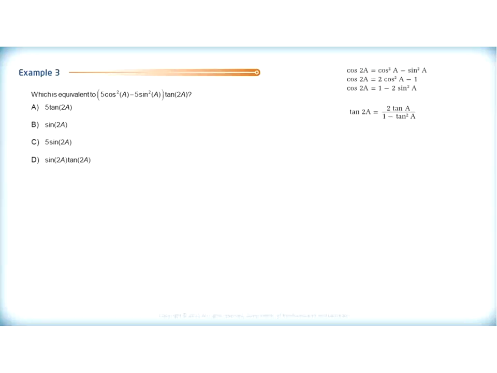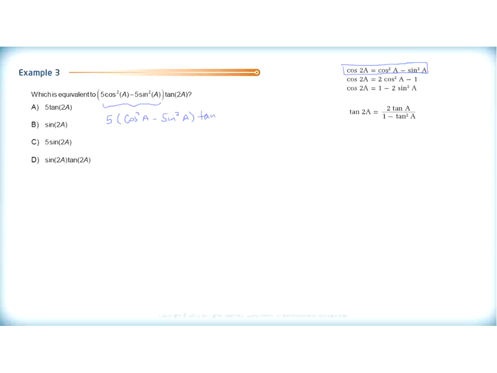Okay, 5 cosine squared A minus 5 sine squared A times tan 2A. You need to recognize here that this looks something like this. Cosine 2A equals cosine squared A minus sine squared A. But I got 5 cosine squared A minus 5 sine squared A. So if I remove a common factor of 5 here, I can rewrite this as 5 outside of cosine squared A minus sine squared A.